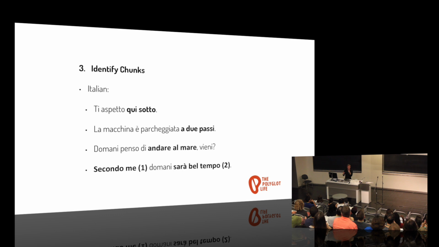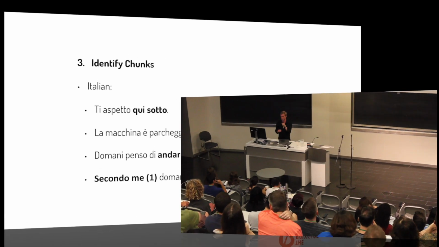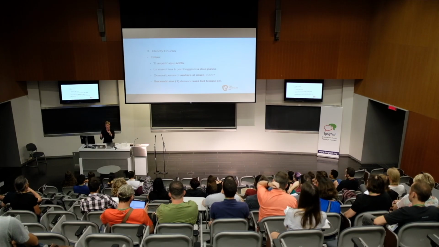But they say "a 2 passi," and they really say that all the time when I was living in Italy. So yeah, why wouldn't you start saying that, right? Instead of saying "vicino," which is much more like translated from your mother tongue. "Andare al mare," just going to the seaside.